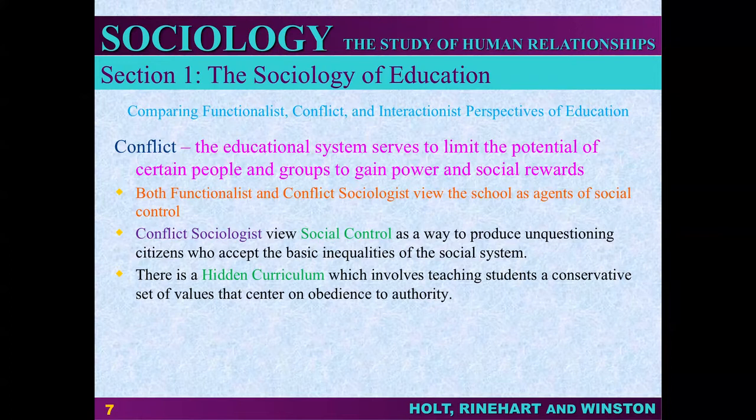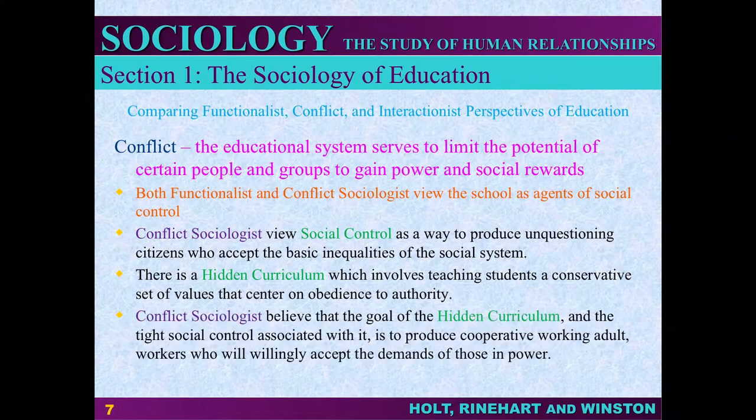The conflict perspectives see that they believe that there's a hidden curriculum which involves teaching students a conservative set of values that centers on obedience to authority. The conflict sociologists believe that the goal of the hidden curriculum and the tight social control associated with it is to produce cooperative working adults, workers who will willingly accept the demands of those in power.